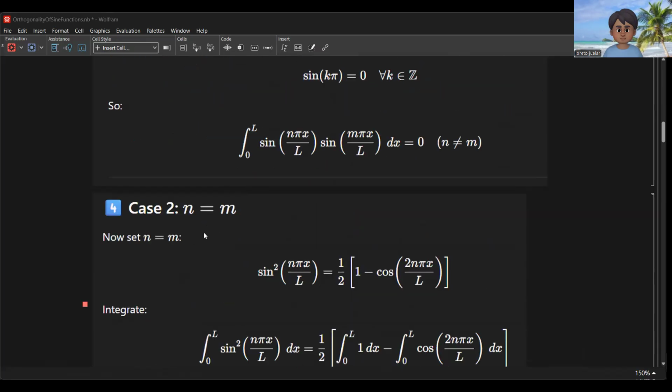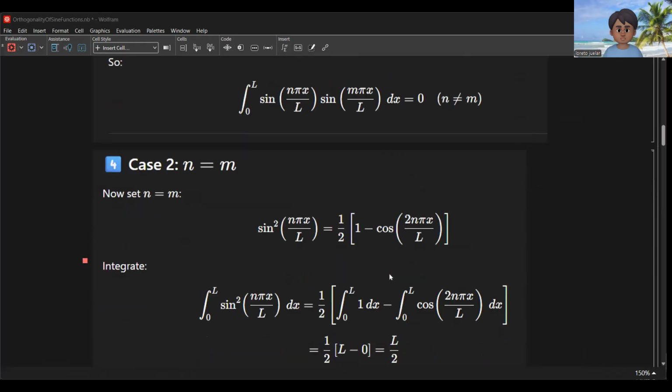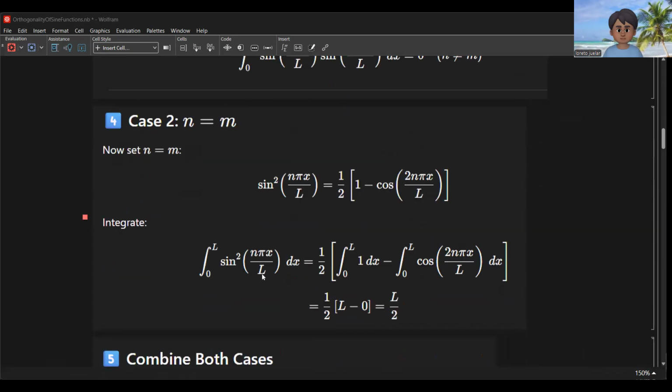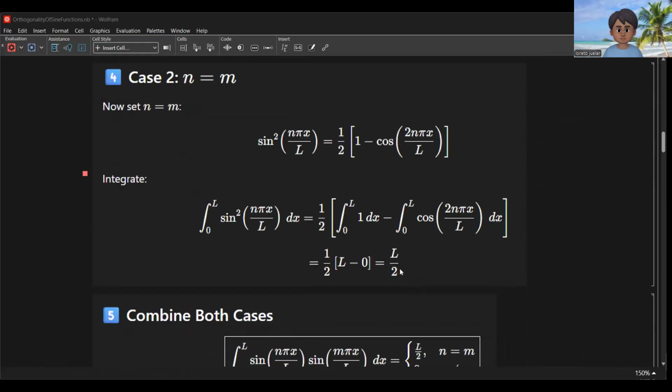Now for n equal to m, we have the sine squared here. We have the product of the two sines, sine n pi x over L times sine m pi x over L. If n equals m, we have the square of sine. So this is equal to 1/2 of 1 minus cosine 2n pi x over L. We are going to integrate this. By integrating this, we have L over 2 as a result.